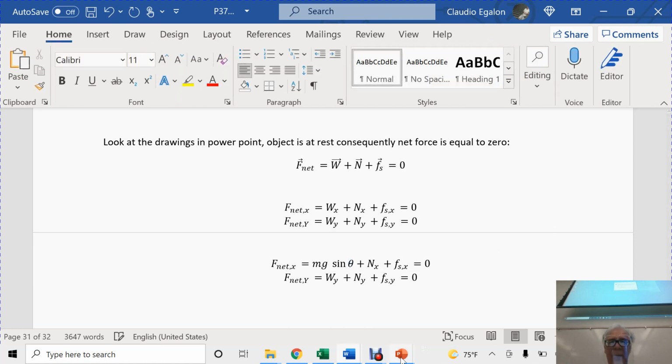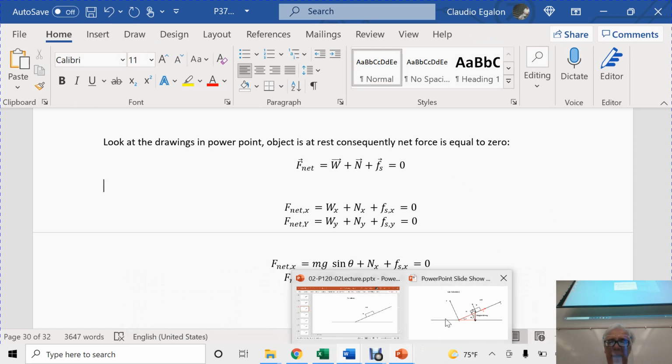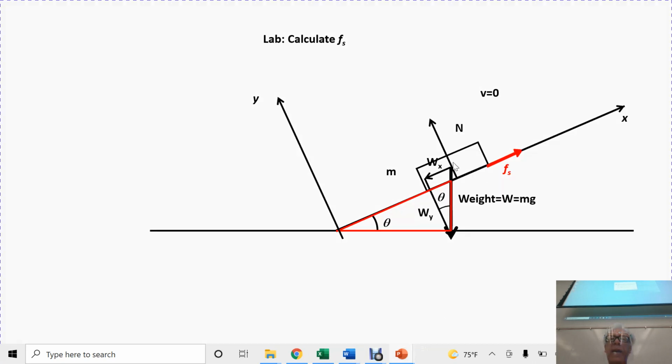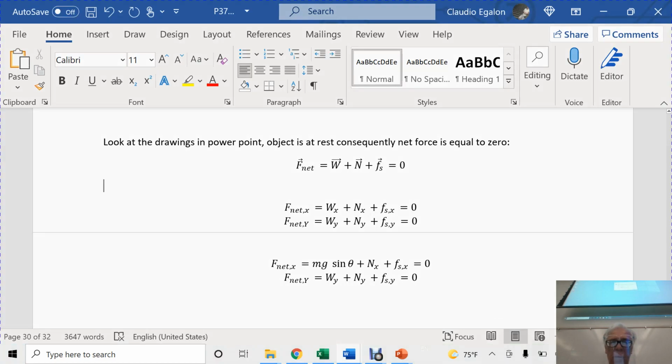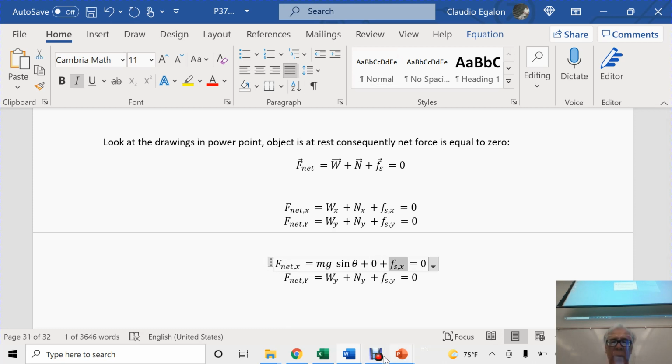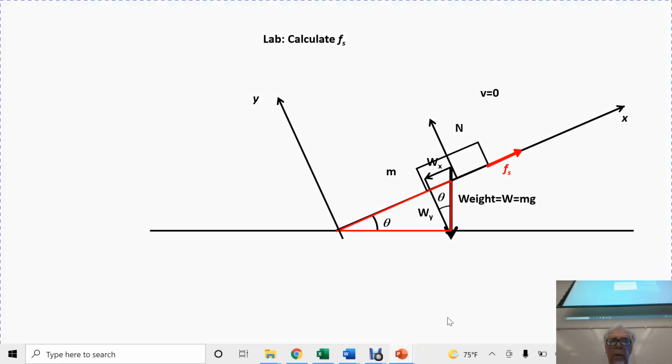So here you go, let's go back to the drawing again. Does the normal have an x component, yes or no? I can hear you. No. Okay, so we can make it equal to 0. Emphasize that it's 0. And the force of static friction does have an x component. Take a look here.